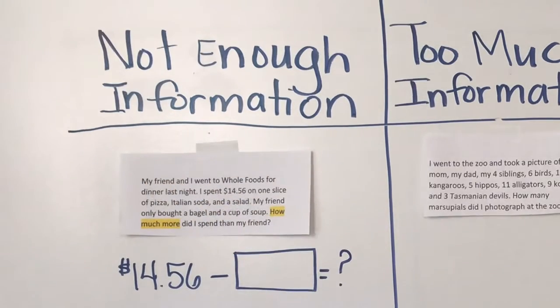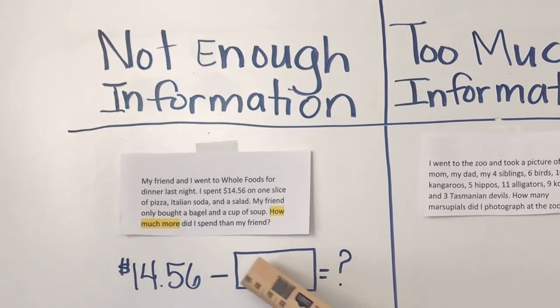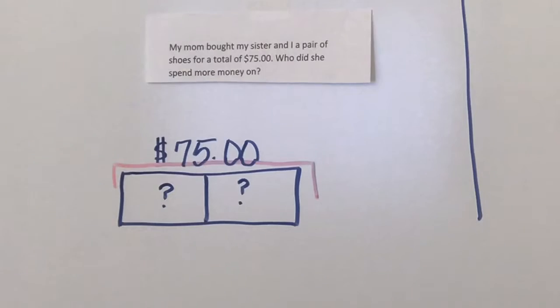My friend and I went to Whole Foods for dinner last night. I spent $14.56 on one slice of pizza, Italian soda, and a salad. My friend only bought a bagel and a cup of soup. How much more did I spend than my friend? Well, since I do not know how much my friend spent, then I am not able to solve this problem because it has too little information.